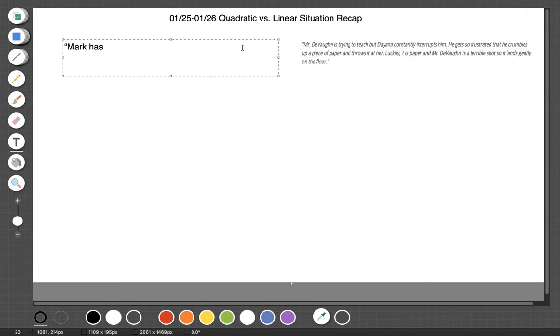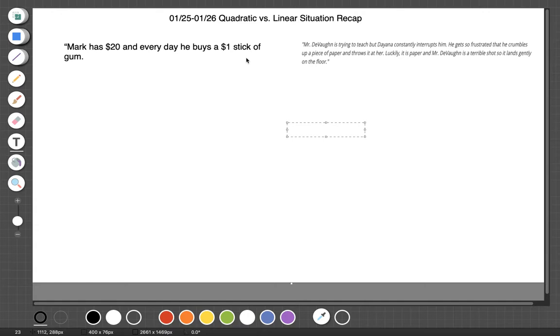Mark has $20 and every day he buys a $1 stick of gum. There you go. He has $20 every day. He's subtracting $1 because of that stick of gum. So anyway, there's our linear situation. And over here we have a quadratic situation. We'll get to that in a second. So there's our linear, and over here is going to be our quadratic.